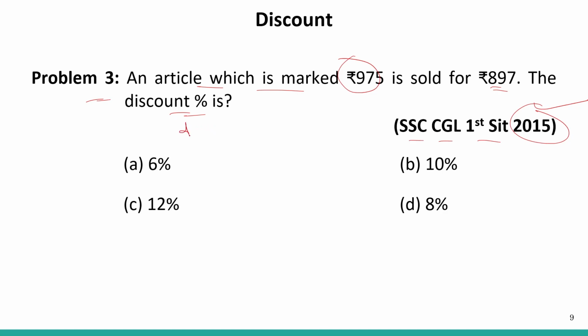So the discount amount is 975 minus 897, which is equal to 78 rupees. Now how much is 78 rupees of this amount? So the discount percentage is equal to the discount amount, that is 78, by the cost price, that is 975.